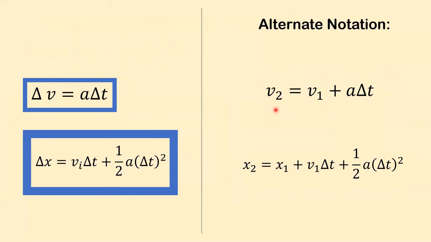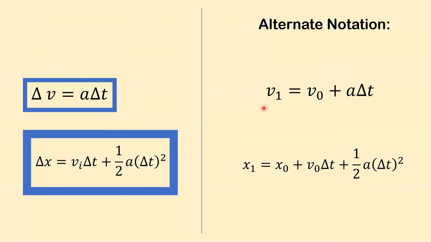Also, instead of final and initial, we could just label the times, t1 and t2. And then the velocity at time t2, we can call v2. And v1 would be the velocity at time t1. But again, there's no reason that the numbers have to be 2 and 1. We could just as well go with 1 and 0. So v0, which is usually pronounced v naught, could be the initial velocity, and v1 could be the final velocity.